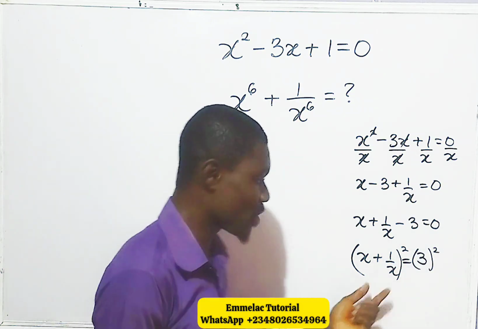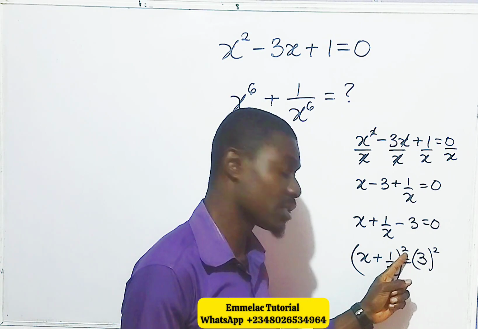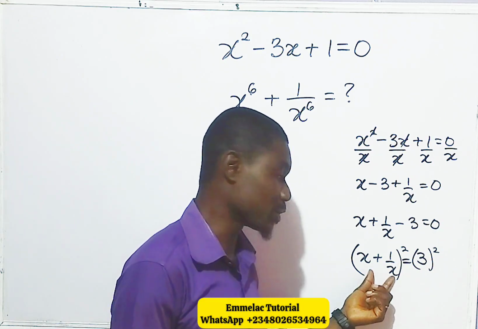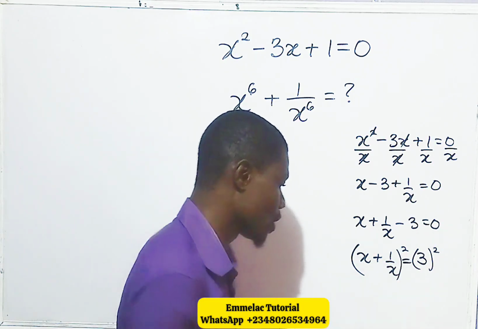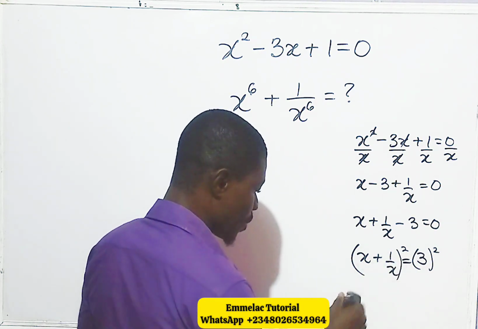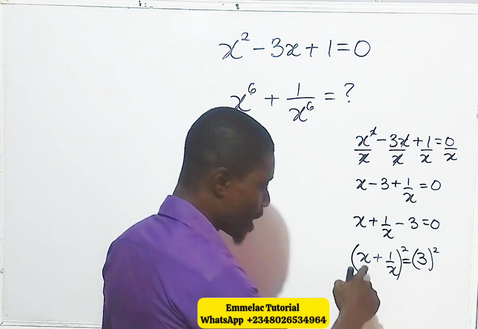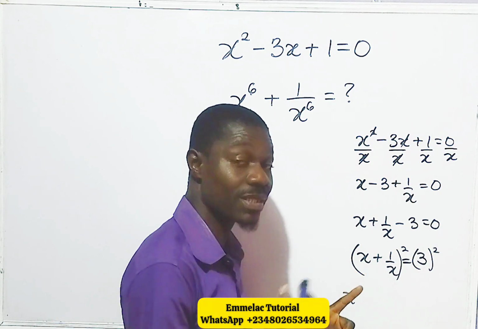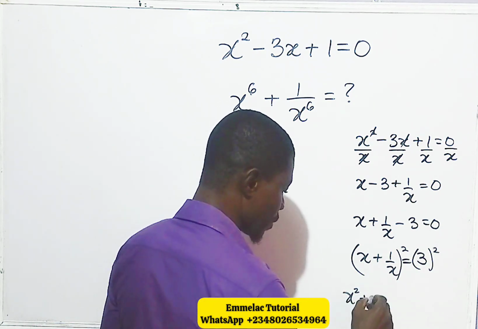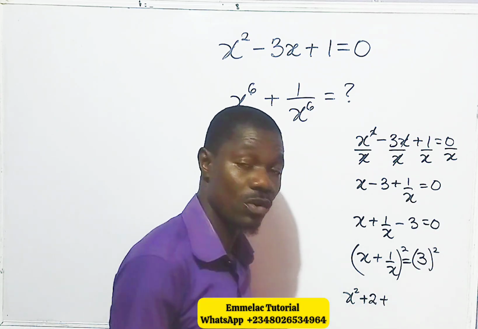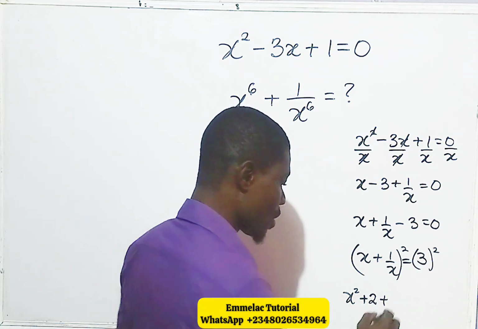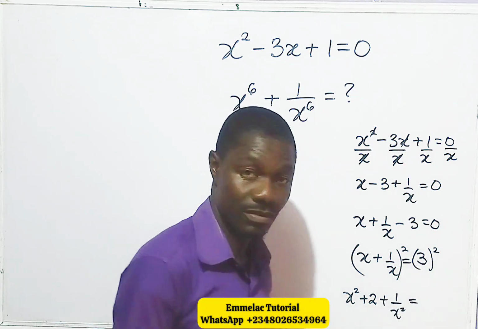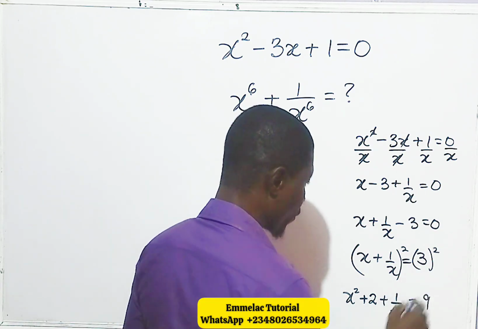So we end up having, if I have to expand it, take note, this rule only applies to any algebraic expression like this raised to the power of 2. So x raised to 2, where we have x squared. Now x times 1 over x will give us 1, times 2, that will give us plus 2. Then plus 1 over x raised to the power of 2, and 3 raised to 2 will give us 9.